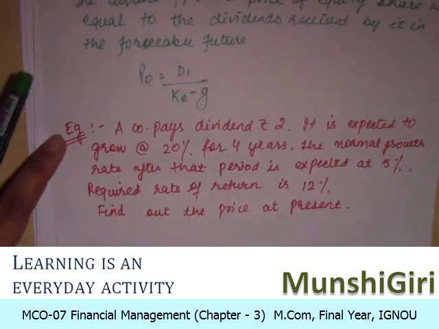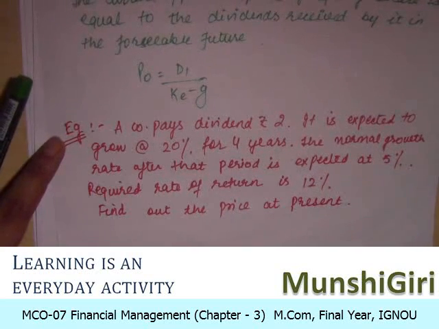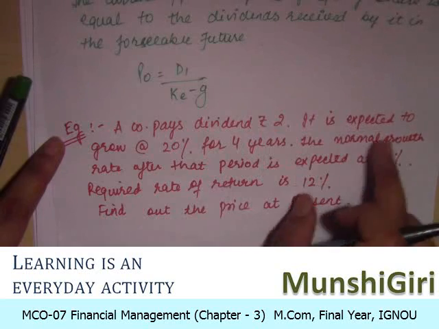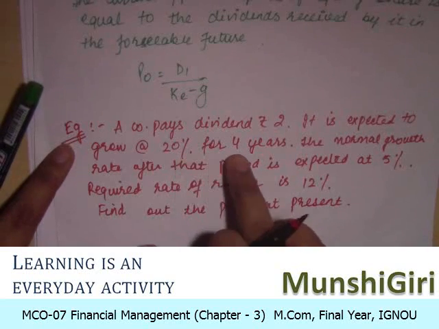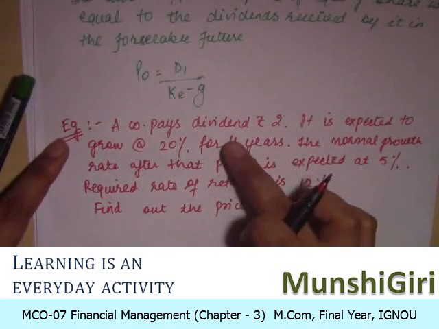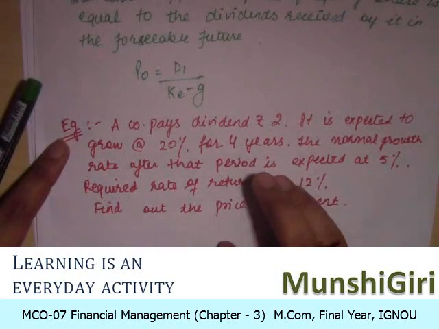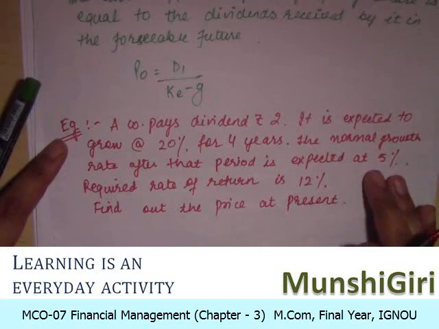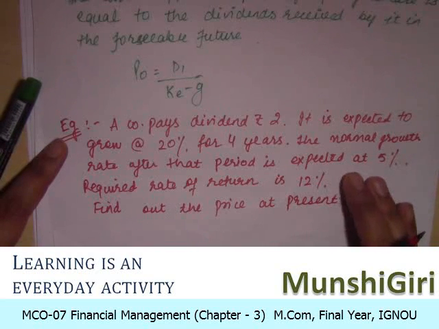First of all, what we'll do in this case is we'll identify the cash flows. It says the company pays a dividend of rupees 2. It is expected to grow at 20% for 4 years. So first of all, we'll calculate the cash flows, that is the dividend that we'll be receiving for a period of 4 years, and we'll calculate the value at 4th year end, that is the total value.